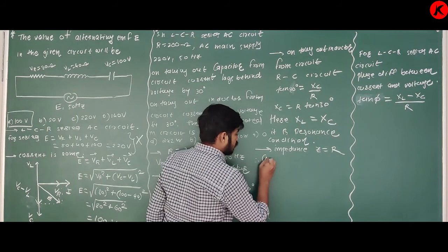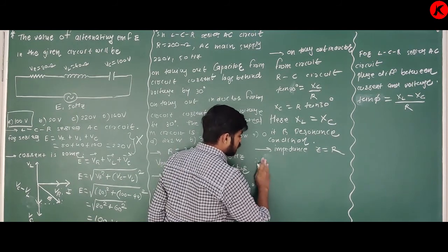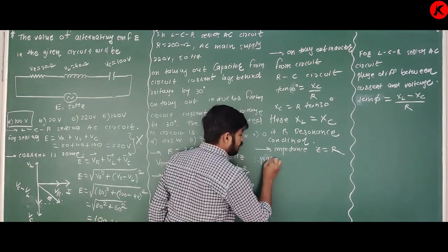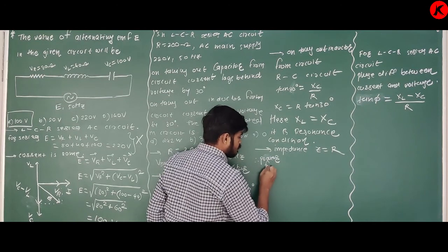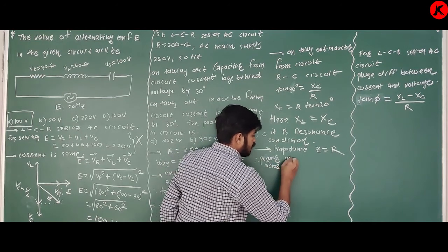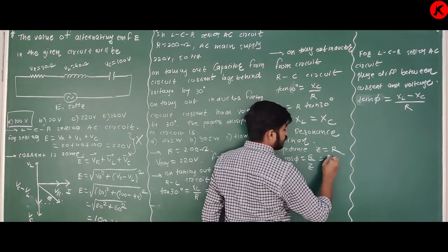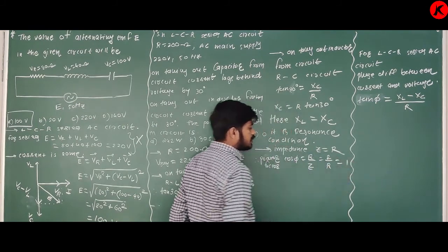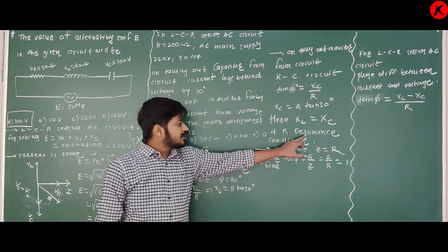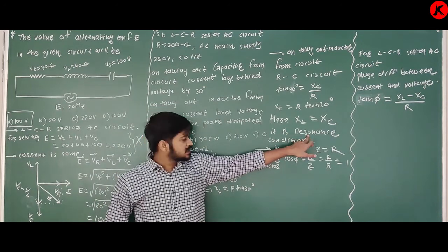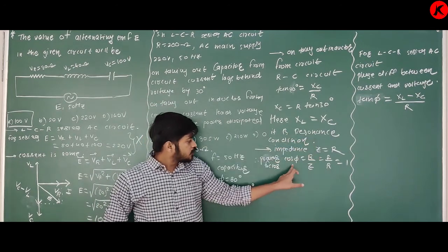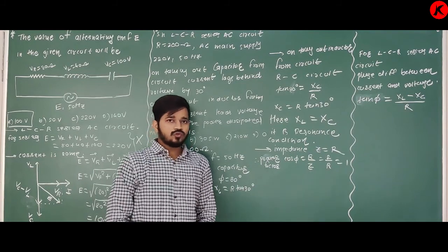So therefore cos phi, that is the power factor, is equal to R upon Z, which means R upon R, which is 1. So remember, at resonance, the power factor cos phi is equal to 1.